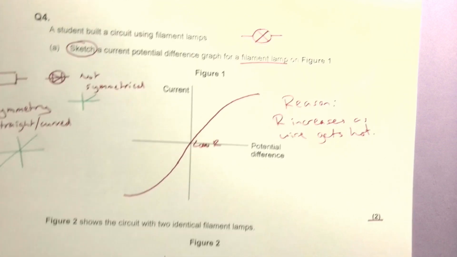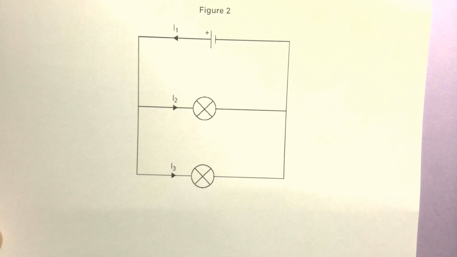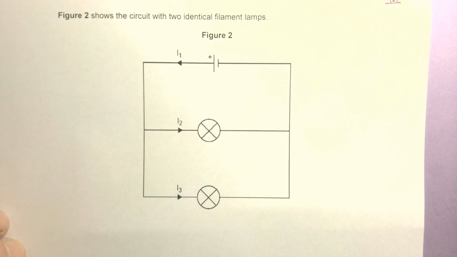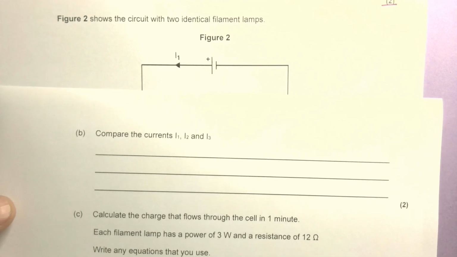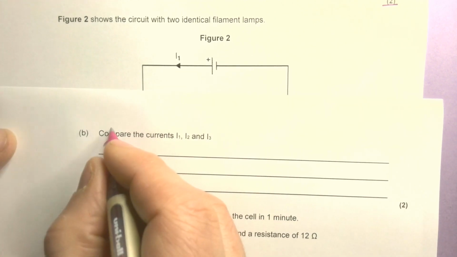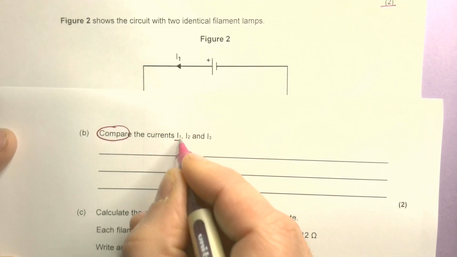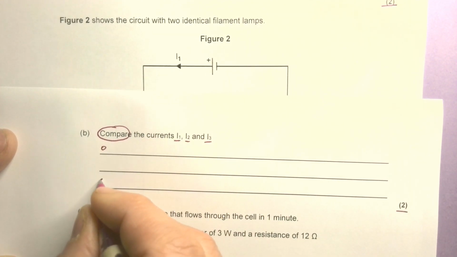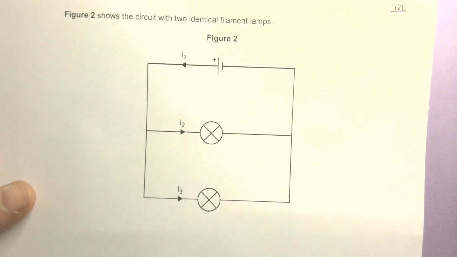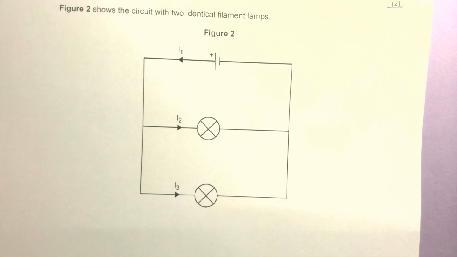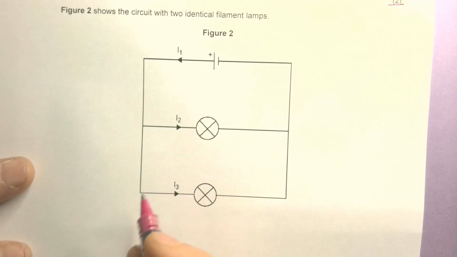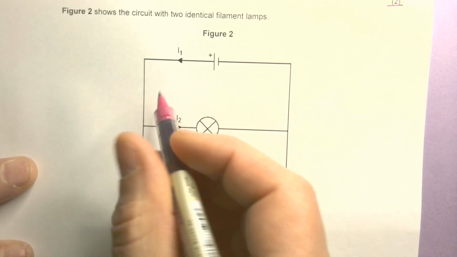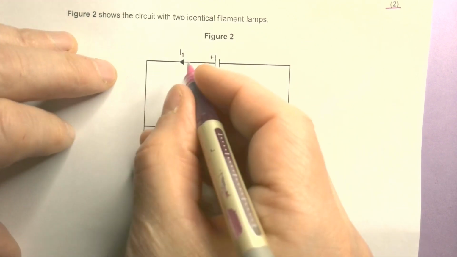Question 4b. Figure 2 shows the circuit with two identical filament lamps, and the question asks us to compare currents I1, I2 and I3, and it's worth 2 marks. So we need to say two things about it. If we imagine some numbers on this, it helps.